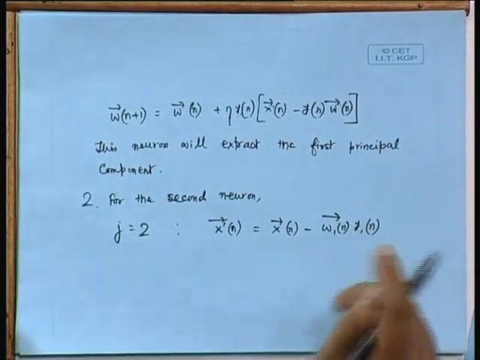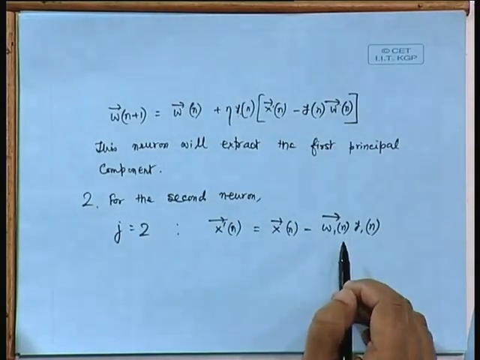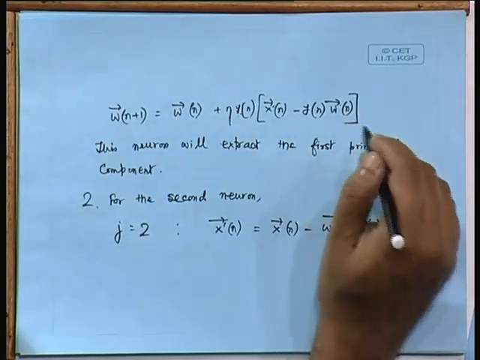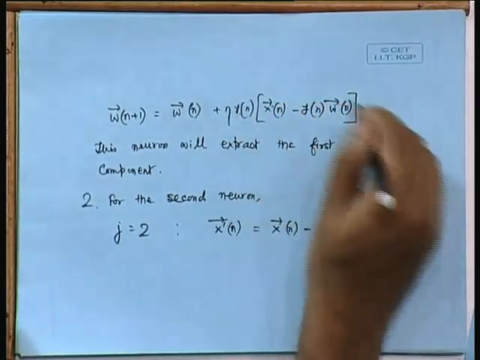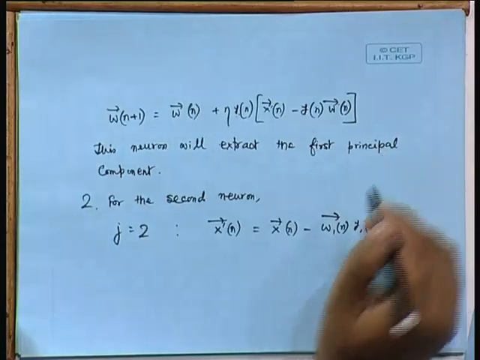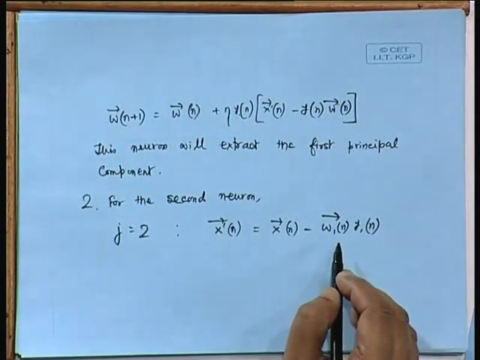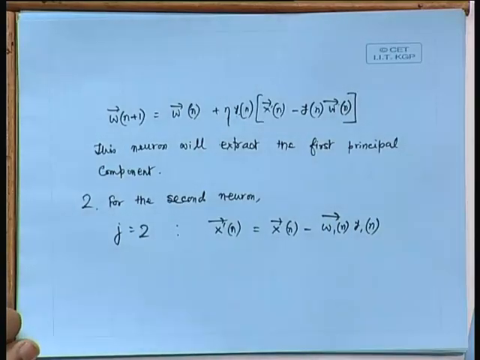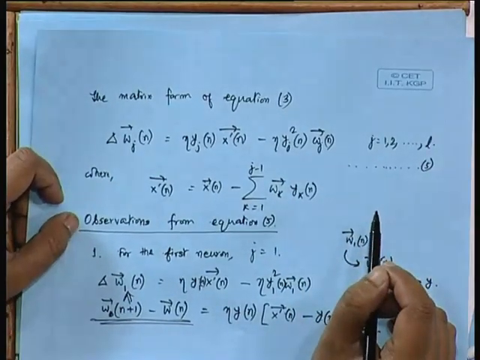So, the term that we have already considered, this minus this, has been already accounted for the first neuron. So, that will be our x prime n for the second case. Are you getting it? You consider j is equal to 2. Again, look at equation number 5. You consider j is equal to 2.